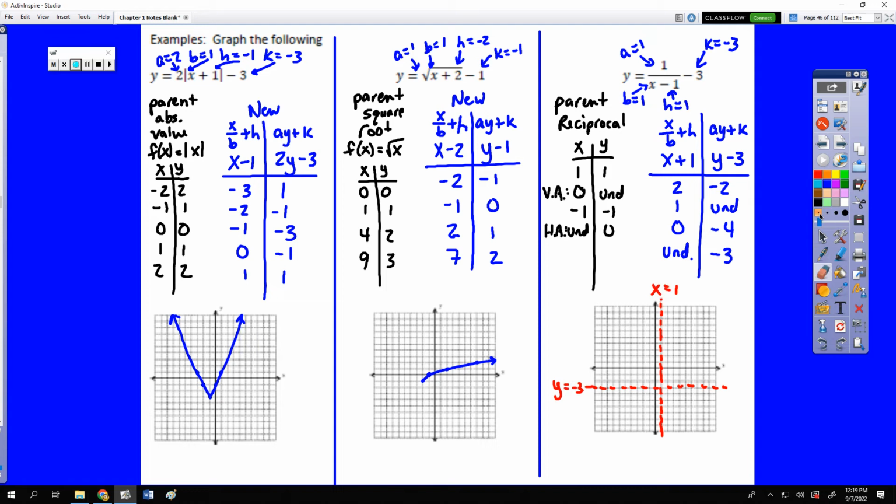Okay, so once we have that, I'm going to try to get this a little bit more dotted than it is currently. There we go. It's a little better. Then we graph our corners, which are located at 2, negative 2, which is right here, and 0, negative 4, which is right there.